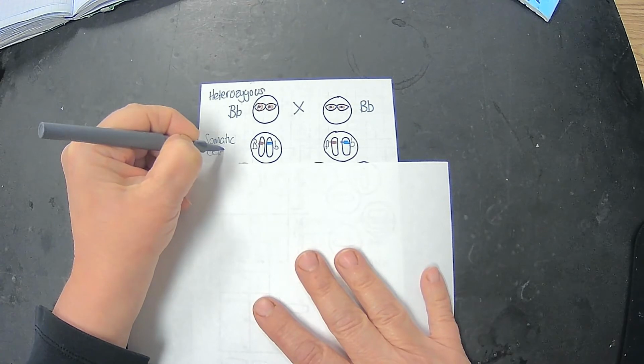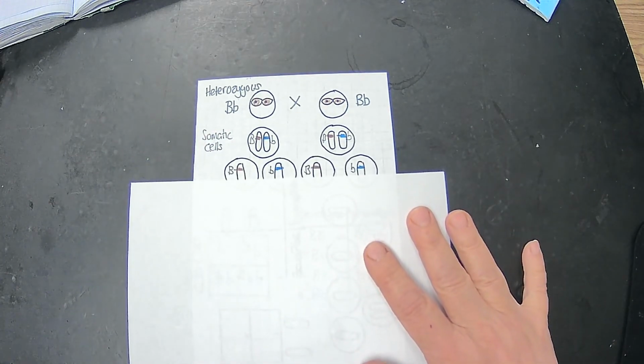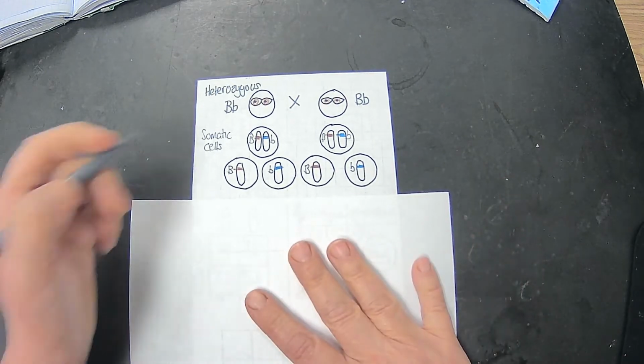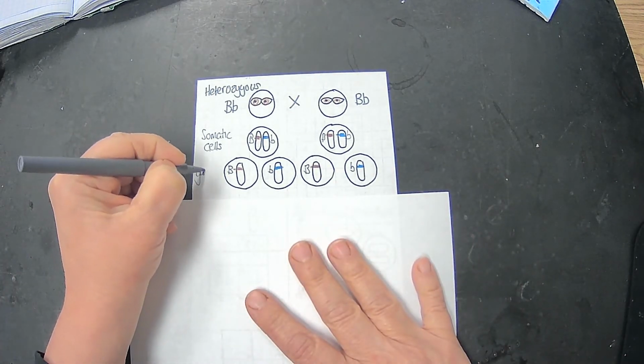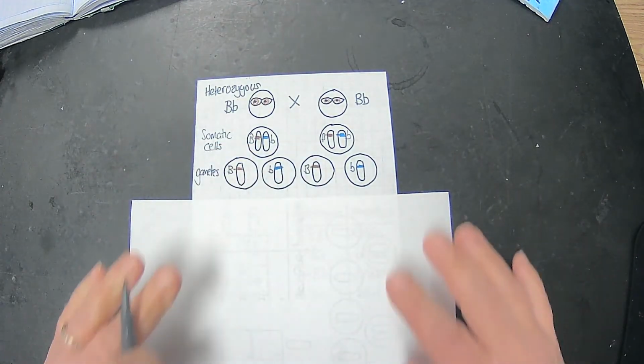This would be the somatic cells, the body cells. How do I know that? The chromosomes are in pairs. Along comes meiosis and gives me the gametes. How do I know these are gametes? Because the chromosomes are in singles.